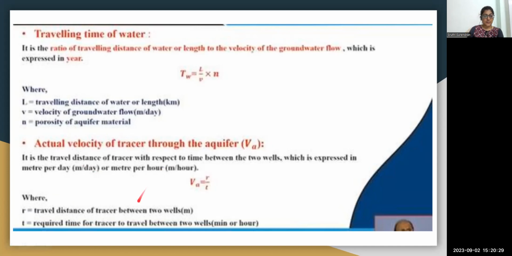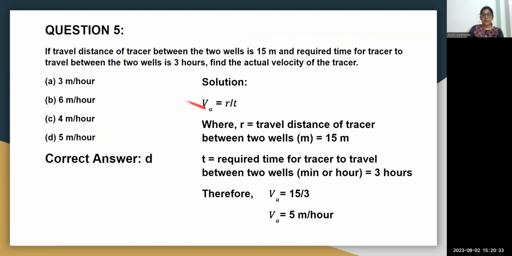Now, this is what has been asked in the question. So here they have given that the distance between the two wells is 15 meters. R is depicting the travel distance of tracer between the two wells, which is 15 meters. T is depicting the time, 3. So 15 divided by 3 will give us 5 meters per hour. So it's a very simple arithmetic. It is just the equation for obtaining the velocity, distance by time.